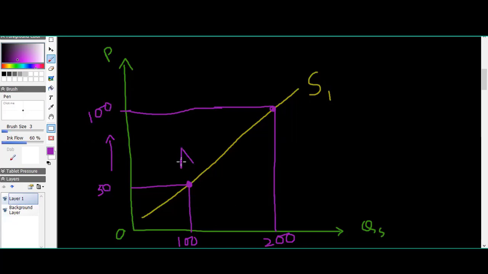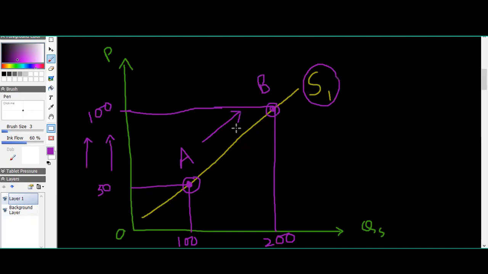So let's mark this point as A and this one as B. So you see, we are on the same supply curve, S1. Just because of the increase in price in the market, our position on the supply curve has changed. Previously, we were at point A. Now we are at point B. We have moved from point A to point B. This is called the movement along the supply curve.